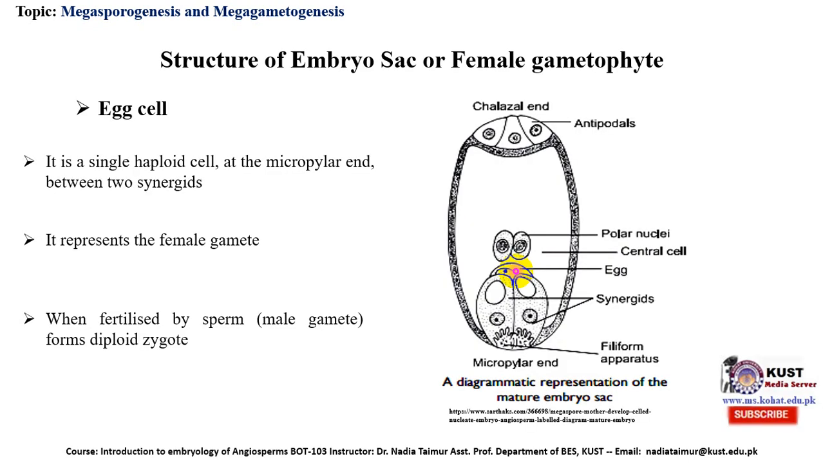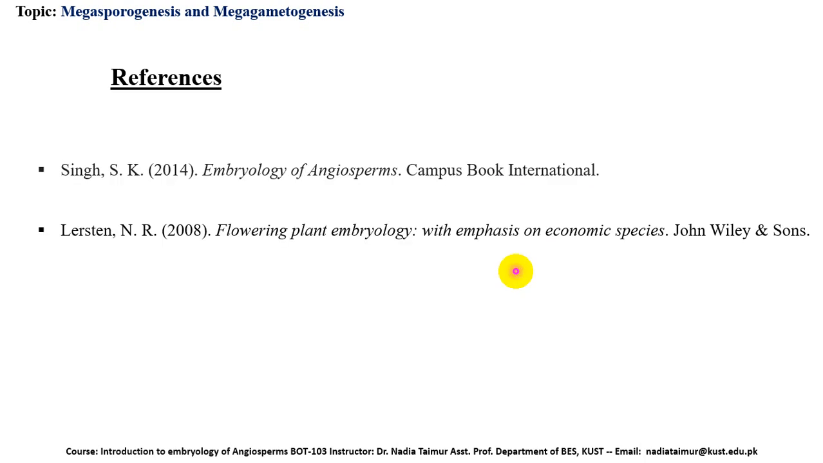So this was all about the processes megasporogenesis and megagametogenesis. The last slide contains references of 2 books, Embryology of Angiosperms and Flowering Plant Embryology. I hope this lecture was helpful.